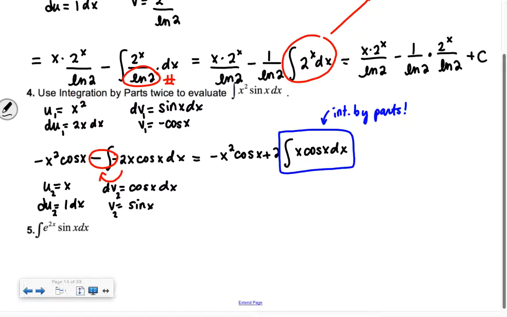All right, so here we go. We have negative x squared cosine of x plus 2, and then we have the integration by parts, so our uv minus the integral of v du. So uv is going to be x sine of x, minus the integral of v du, which is going to be sine of x dx.